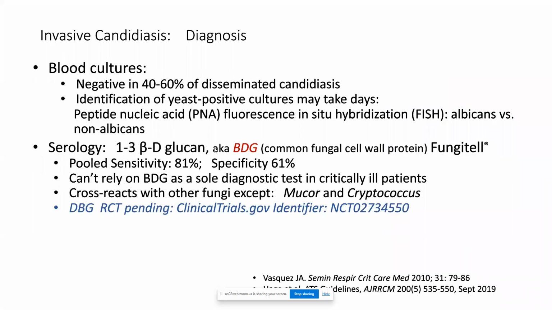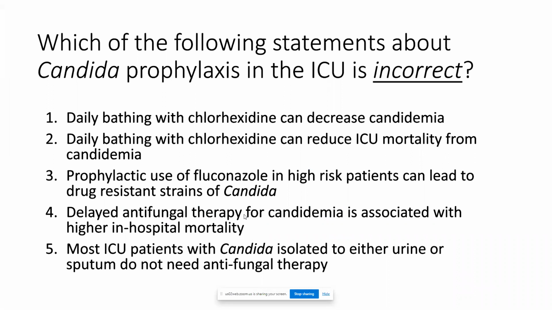So the diagnosis, I mentioned that the blood cultures miss probably half. We often will do FISH assays to help differentiate albicans from non-albicans species. We have fungitell assays, which are okay in their performance, but again, you can't rely on them in really sick patients, and it cross-reacts with some other things. And we're going to come to the role of T2s in a bit here.